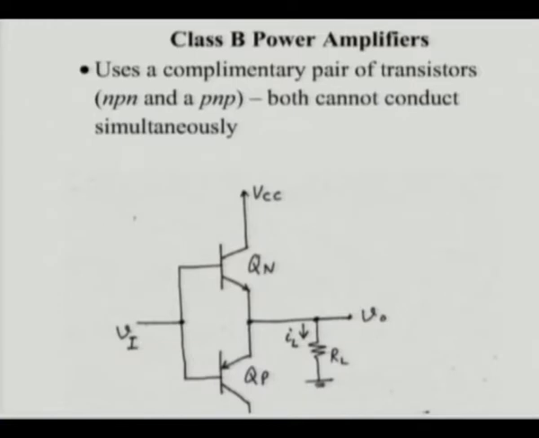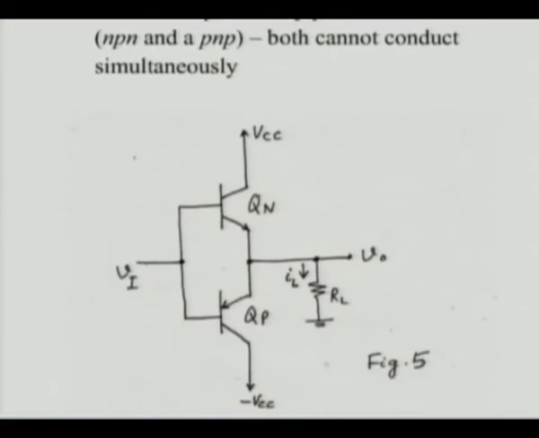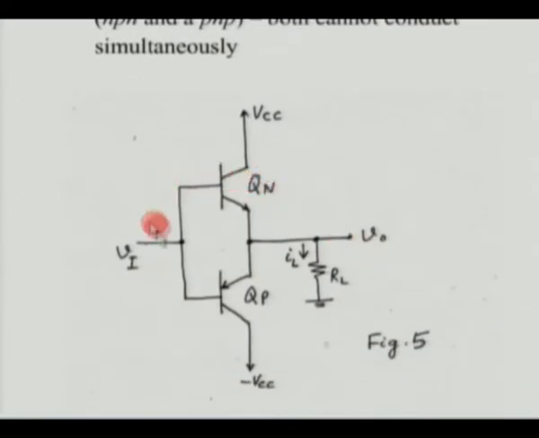In a class B amplifier, as we discussed right in the beginning, since it conducts only for 180 degrees, we have to use two stages. What we have here is a complementary pair of transistors, an NPN and a PNP. The top transistor is an NPN transistor, and the bottom transistor is a PNP. So, it is used in a complementary fashion.